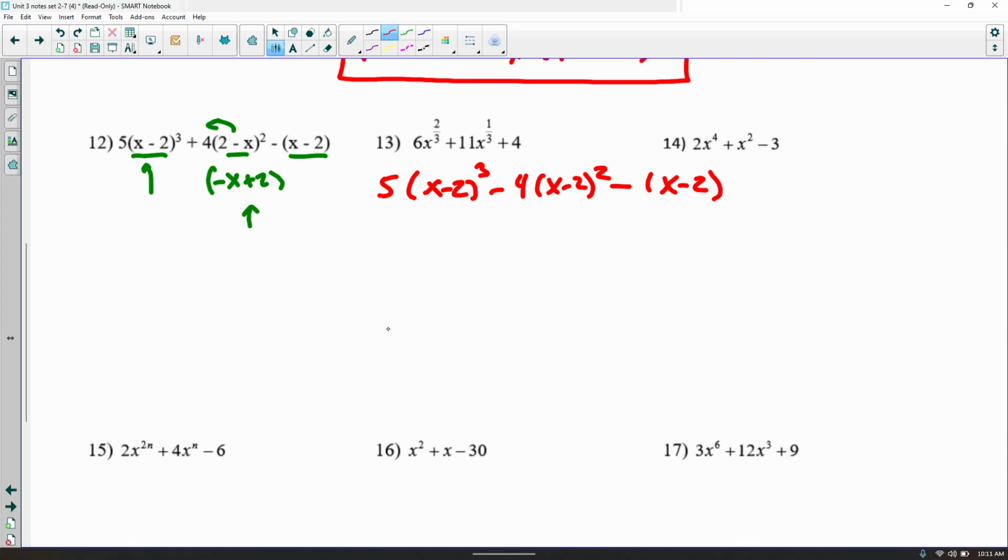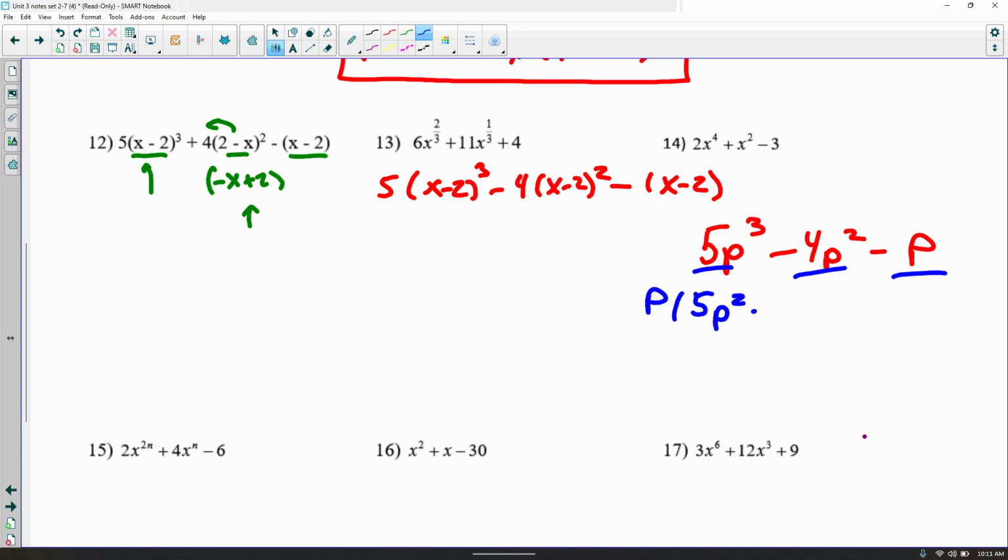Now the x - 2s could be whatever you want. It's just an object. So if you need substitution here, you just give yourself a letter. You can write a different letter for that. So if you want to write that as 5p cubed minus 4p squared minus p, what do you notice about all of those terms? There is a p in every single one of them. So you got to remove that p. And when I get done with removing the p, I get 5p squared minus 4p minus 1. There's a placeholder there.